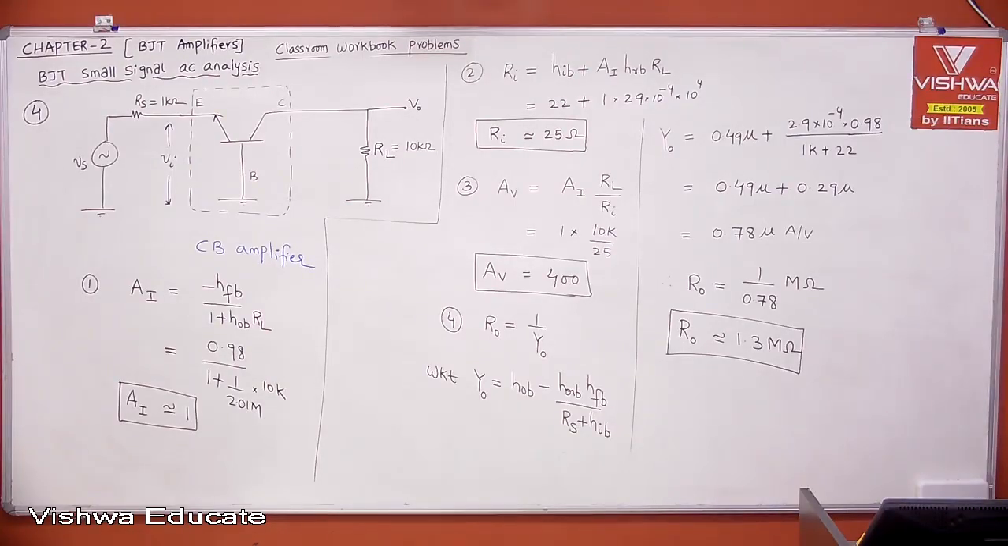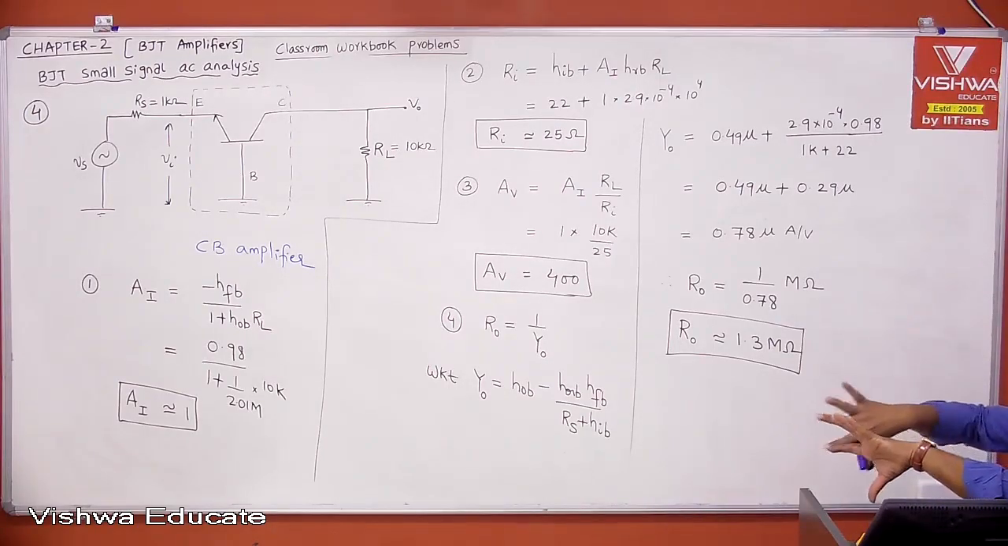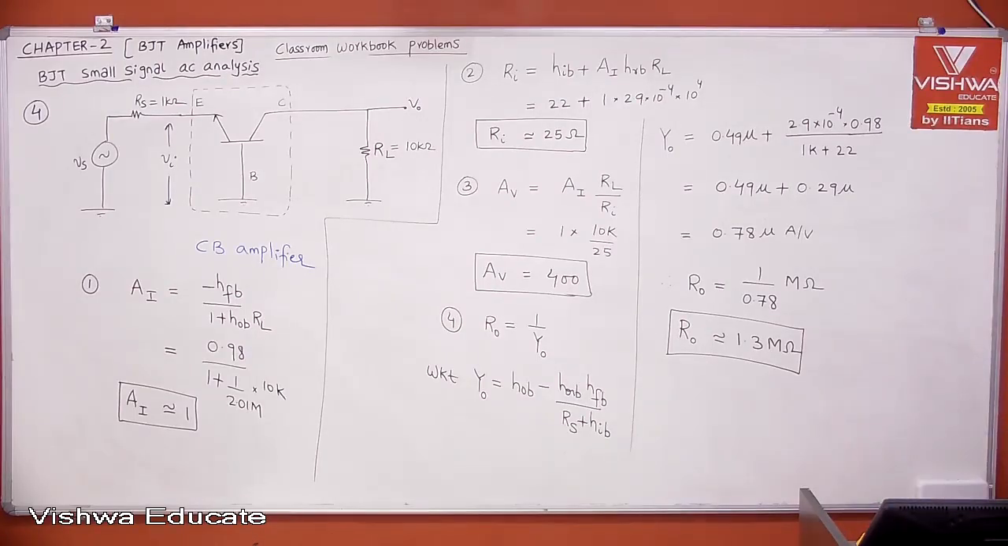And whatever formulae we derived initially, those formulae are valid only for these 3 configurations. If they are in cascade, we already did that for the Darlington pair, yes, you can apply. But stage-wise, we need to calculate stage 1 and stage 2 parameters and then you can combine them using control system analysis. G1 of S into G2 of S, that is your overall gain. Similarly, we calculated AV1 into AV2, that is the overall gain of the CC amplifier or Darlington pair.